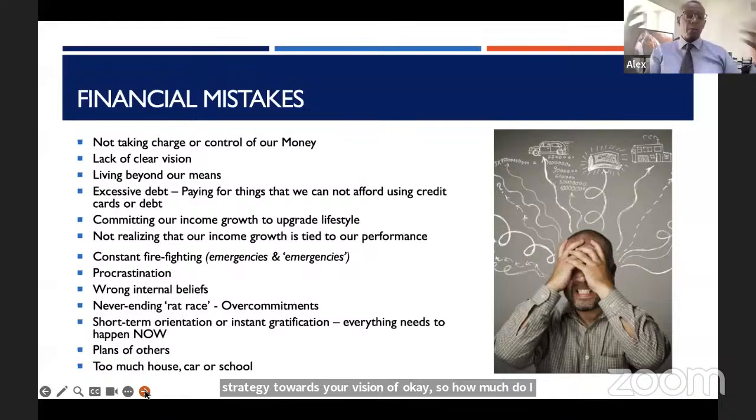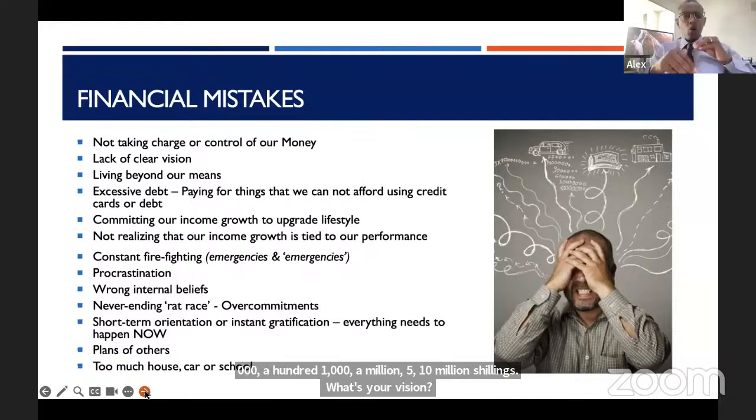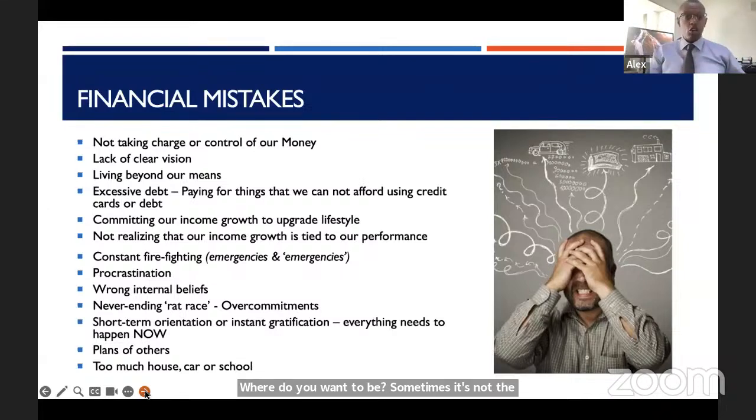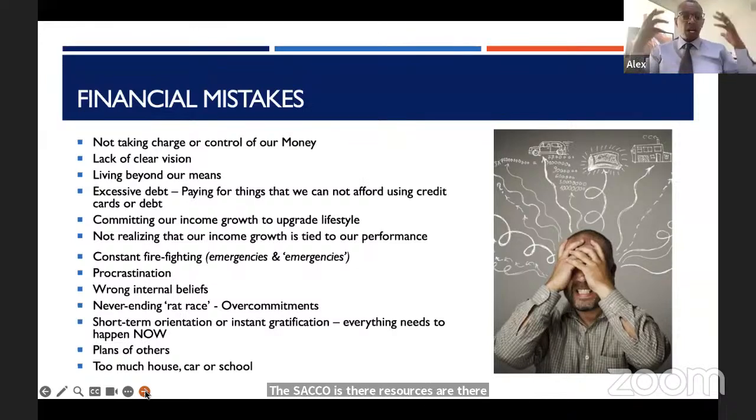200,000, 100,000, a million, 5, 10 million shillings. What's your vision? Where do you want to be? Sometimes it's not the actual work that is the problem. It's the vision of where you want the work to get you. We can help you with part of the work. The SACCO is there. Resources are there in banks to help you achieve all these things.